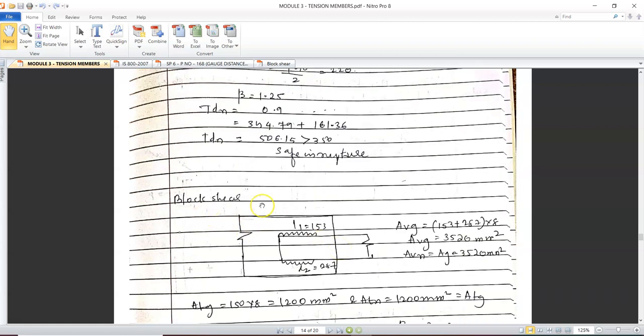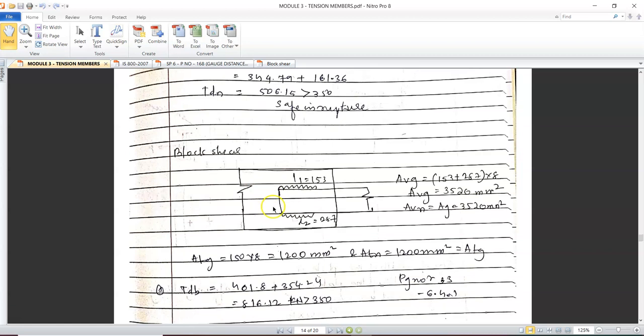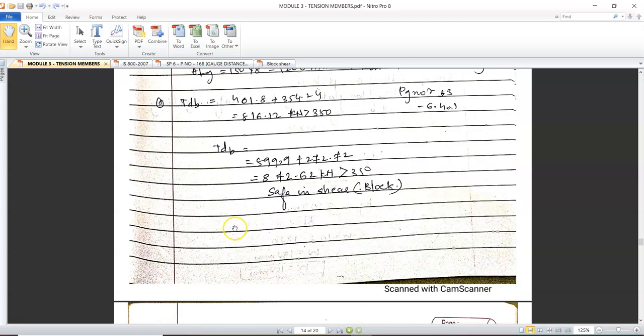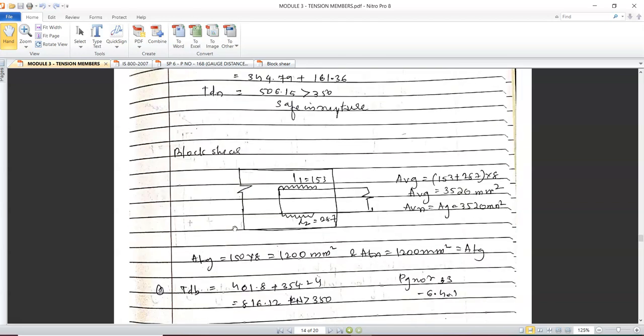Now coming to block shear. Usually the welded connection will not tend to fail by block shear. They need not be checked for block shear. Usually in the case of a bolted connection only, it tends to fail by block shear, that is shearing and bearing.